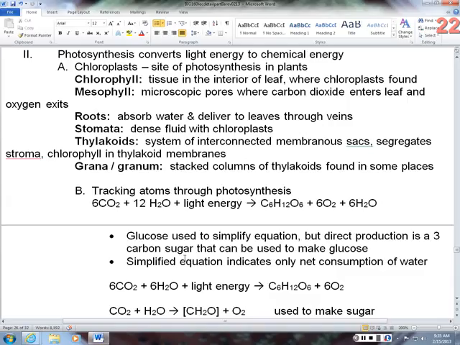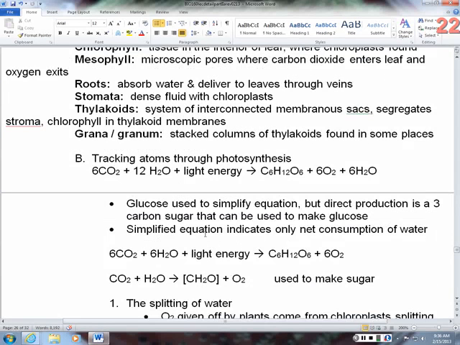So if we look at what happens to the atoms going through photosynthesis, you start out with 6 carbon dioxides, 12 waters, and light energy, and you make glucose, 6 oxygens, 6 waters. And when you look, it's almost the exact opposite of what aerobic metabolism does. We break down sugar and get these things out of there in energy.